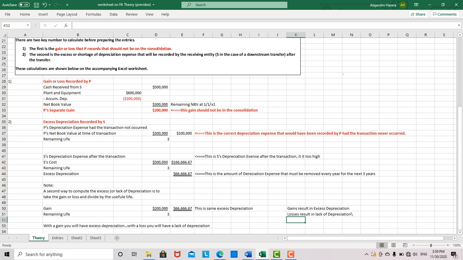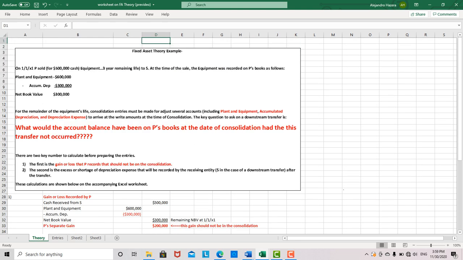So when you have excess depreciation, you've got to back it out. You've got to take it out. If you had had a loss and you had a lack of depreciation, you'd have to actually add it back. The same holds true here. This gain automatically means that on a downstream transfer, the subsidiary will be recording too much depreciation. If this had been a loss, they would be recording too little depreciation. Anyway, so that's the initial lecture on fixed asset inventory theory.